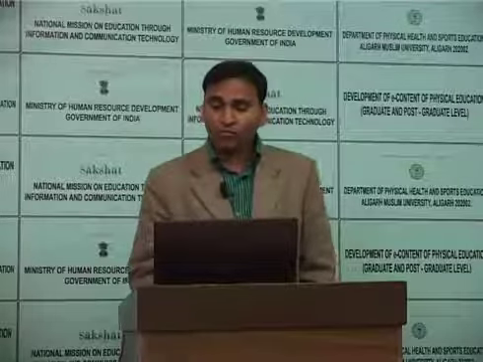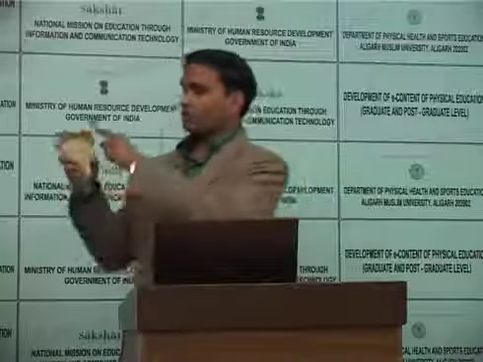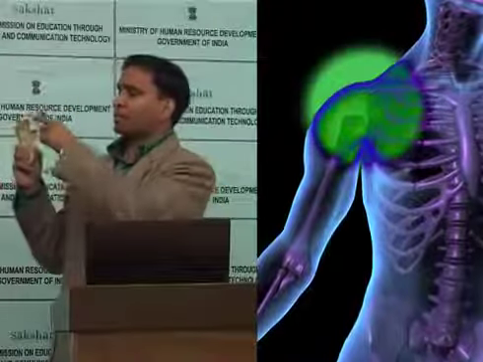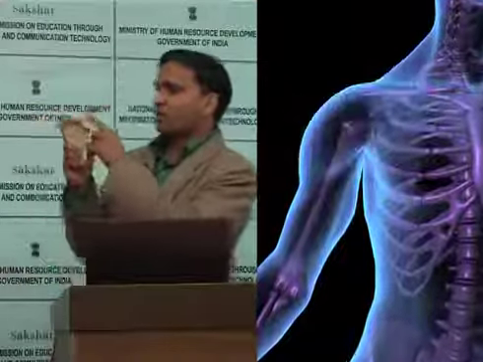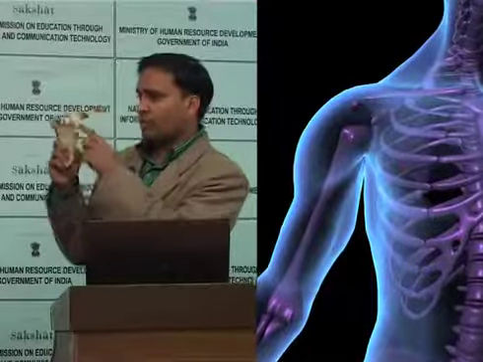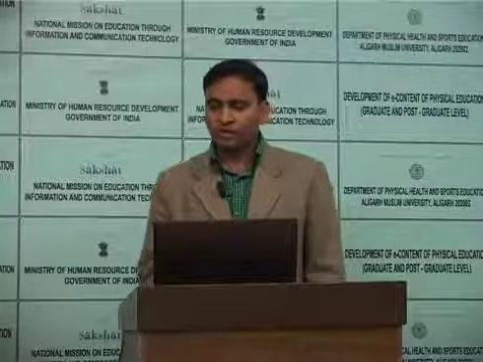The short head, which is flatter, arises from the coracoid process of the scapula. This is the coracoid process, and this is the supraglenoid tubercle. So the biceps muscle originates from both, this is known as the short head, and this is known as the long head.